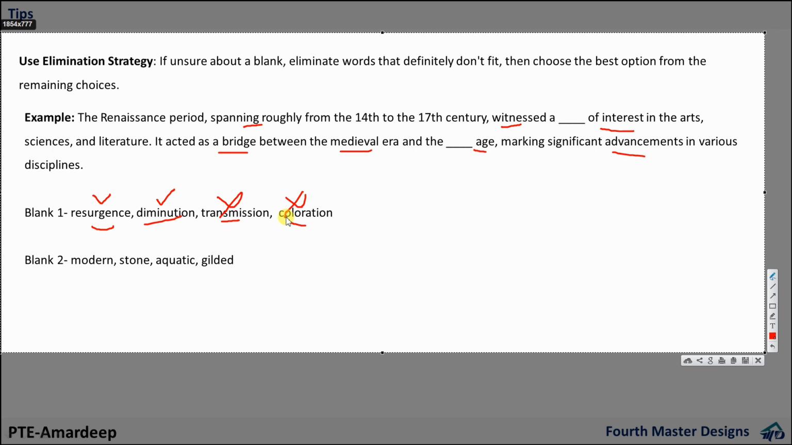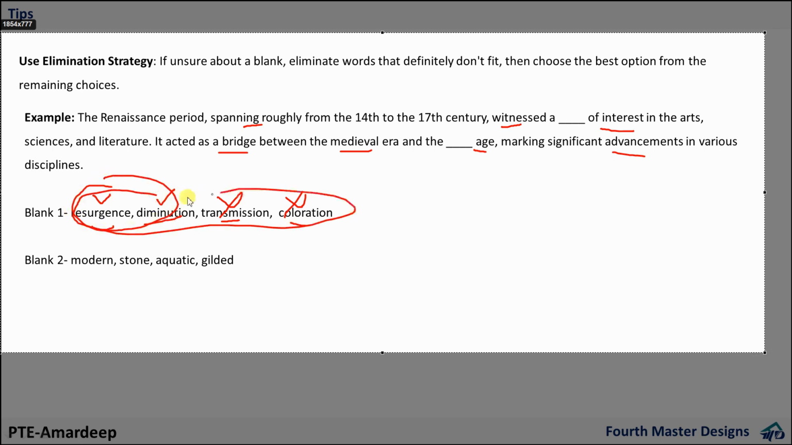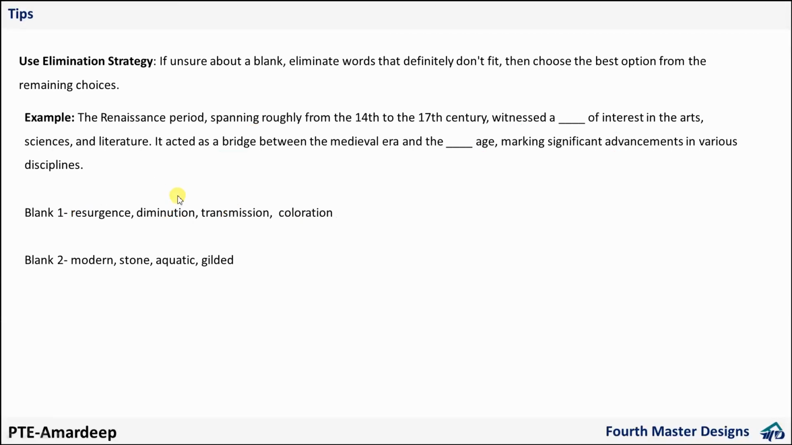Now, if I have to select one out of two, I will go for resurgence. Why? Because at least I know they are discussing something positive, and resurgence is a positive word. So even if I am not sure, still the probability of selecting one out of these two is much more than selecting one out of these four. So I will go with the first one, resurgence.